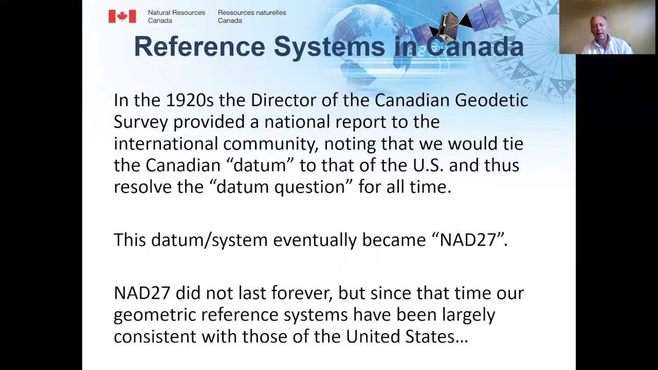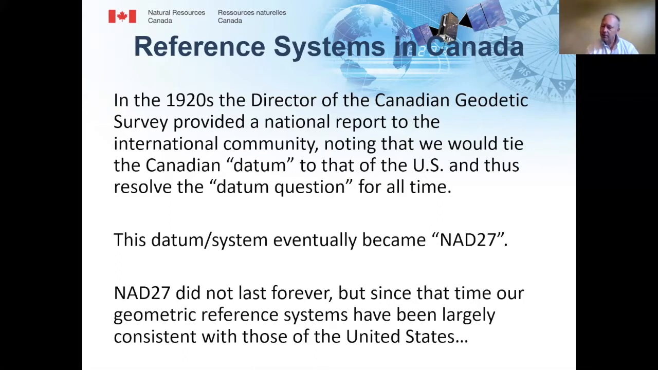So that datum, that system, eventually became what we call NAD27. Most of you know that NAD27 was highly distorted because of the technologies they used. It's all very local. There were no satellites in place. Well, there was one, but it was a natural one and wasn't that useful. You didn't have GPS in those days.